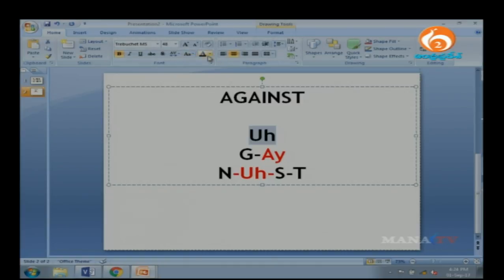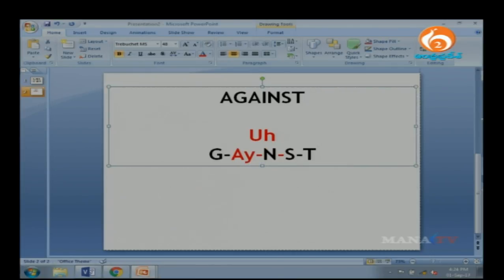So, this syllable is fine, this vowel sound is fine, but this vowel sound is not needed. It's against. In that case, this will come up. It's against. So, it's not again, it's again. Against, no, it's not against, it's against.